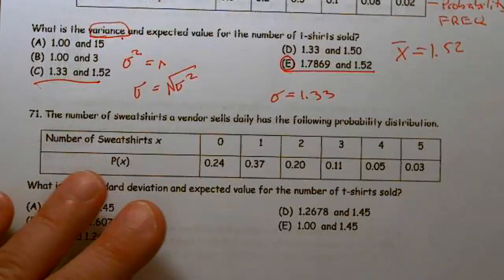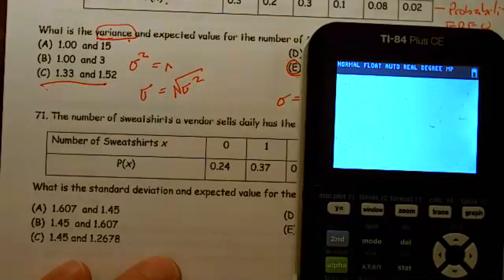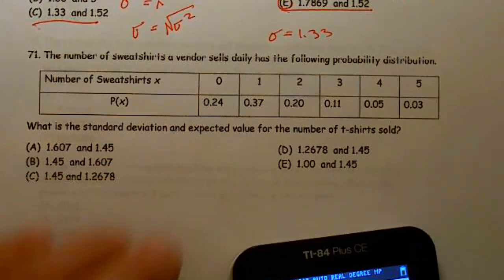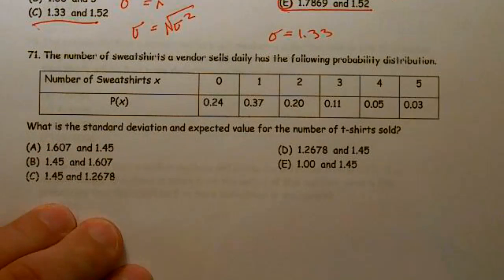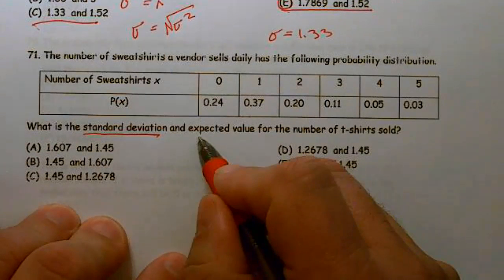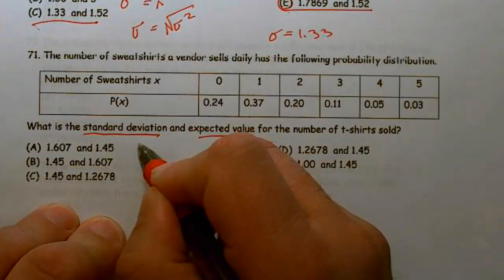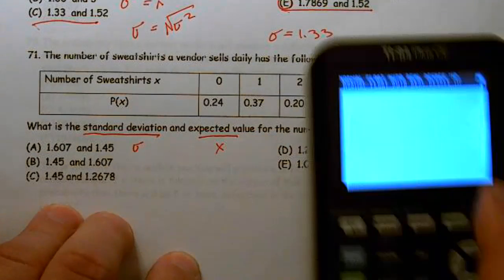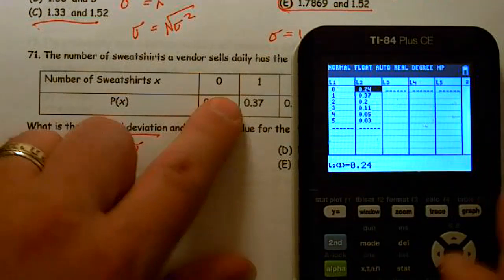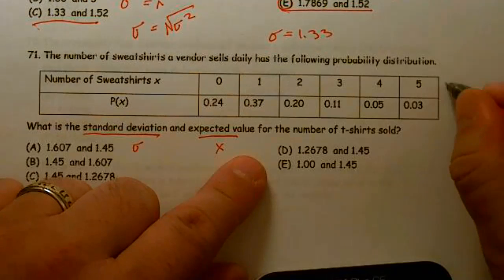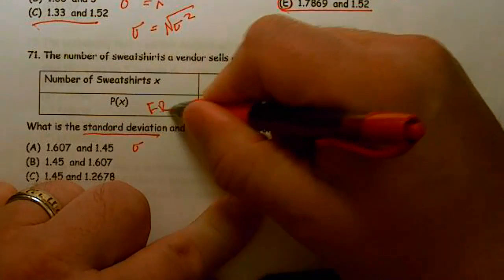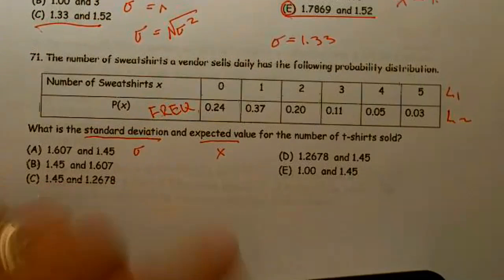I'm going to pause while I enter data. Okay, so the number of sweatshirts a vendor sells daily has the following probability distribution. This time they're asking for the standard deviation. Above, they asked for the variance and the expected value. This is our X bar, that symbol. So I go to Stat, Edit, and I need to enter the data. This is going into L1. This is going into L2. Why? Because it's my frequency. So make sure you have your frequency on.